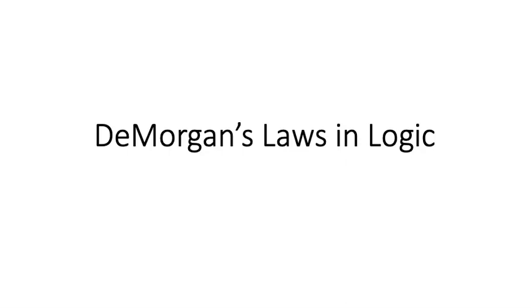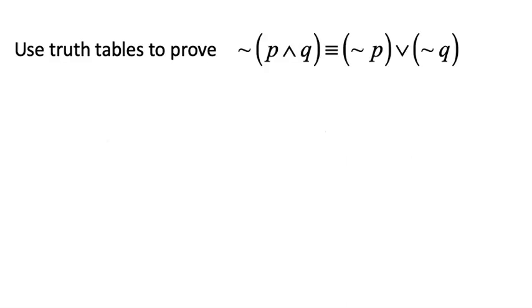This is Bob Capetta, and this lesson is DeMorgan's Laws in Logic. So we're going to use truth tables to prove the first of DeMorgan's laws, namely the negation of P and Q is equivalent to the negation of P or the negation of Q.